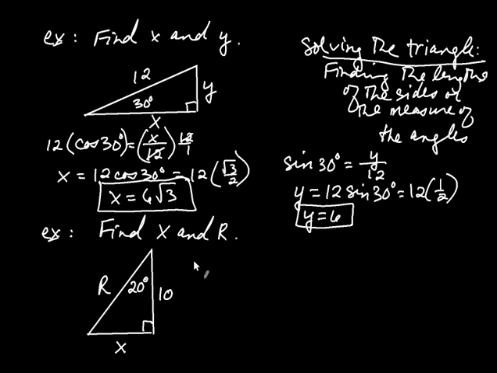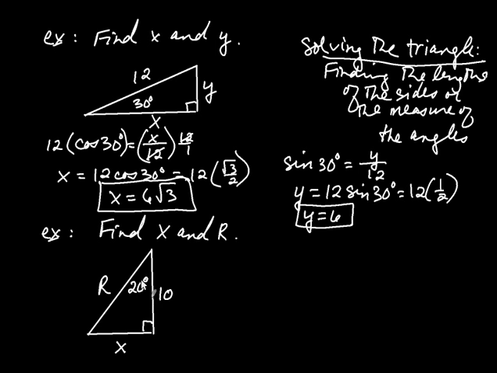Let's try another one. Okay, here we're asked to find x and r. So when I look at this, I see x is down here and r is the hypotenuse, right? You could call this h. In this problem I just label it as r, but it still represents the hypotenuse, right? So let's think about this for a second. Let's go for x first.